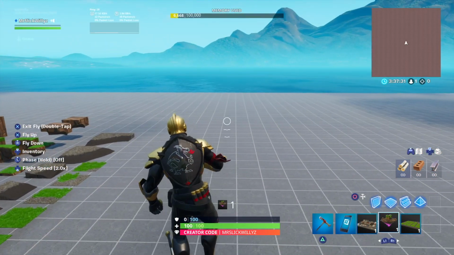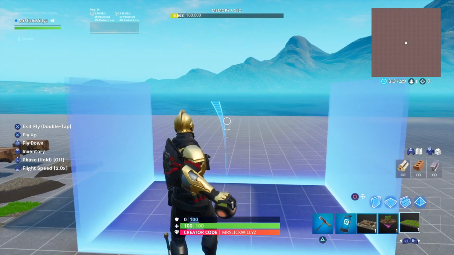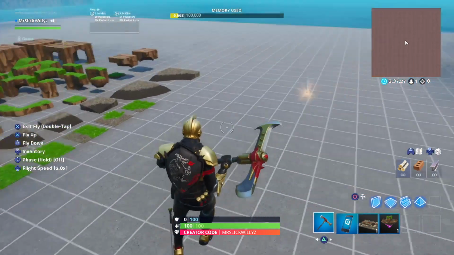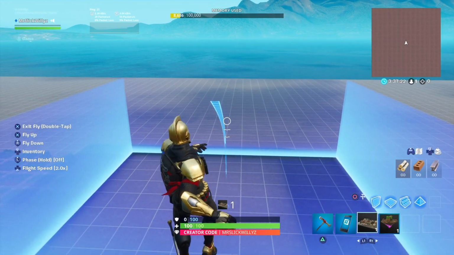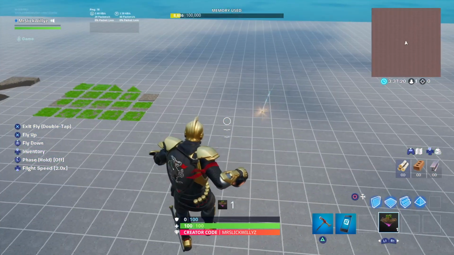And today what I wanted to talk to you about was how to make a more seamless edge using the cliff or cement wall galleries in Fortnite Creative. So let's just go ahead and throw down some of these prefabs and get started.